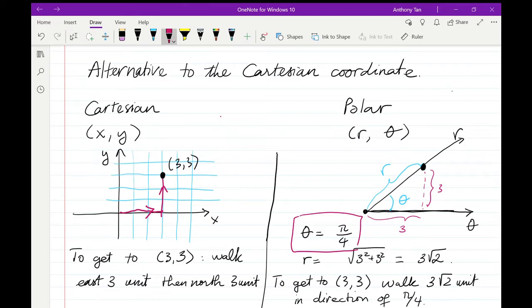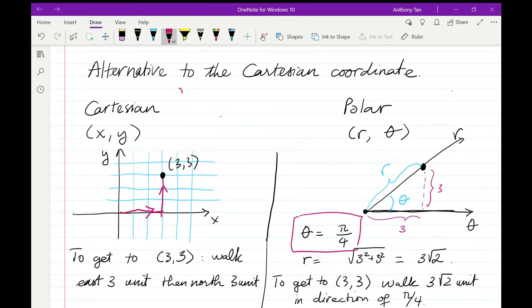And the way we compute 3 square root 2 is just using the right triangle to compute the hypotenuse. So to go to the point (3, 3), we would look at the direction pi over 4 and then walk a distance of 3 square root 2. So comparing to the Cartesian coordinate, we would have theta describe the angle, and the radius r, which gives you the distance, how far you have to go in a certain direction.